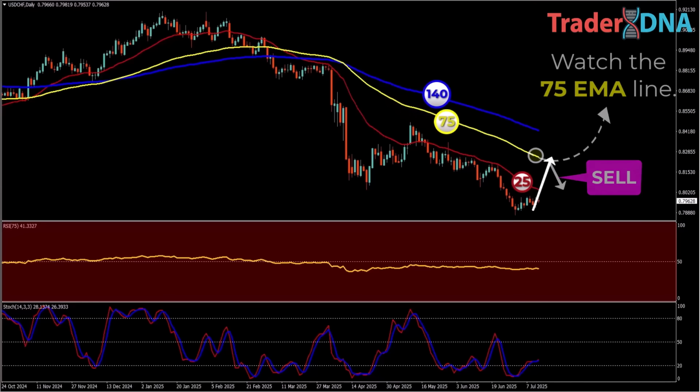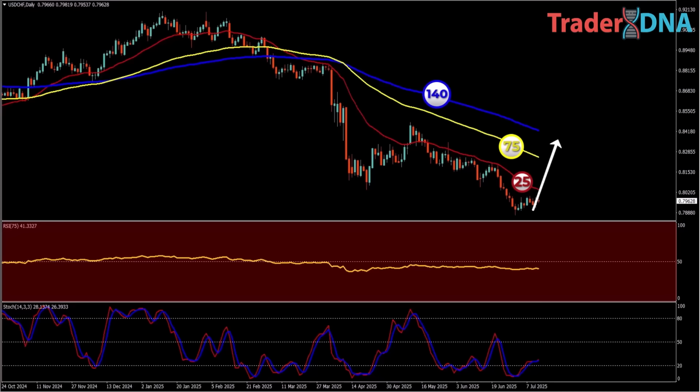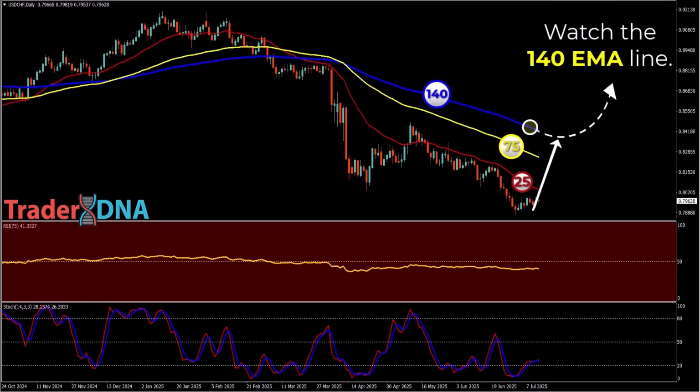But let's say price breaks through the 75 EMA. Does that mean it's time to exit everything and run for the hills? Nope, because you've still got your 140 EMA. This one is like the final barrier. If the price bounces here, the trend is still alive. It's not dead yet. And that bounce, that could be your last golden opportunity to enter before the big move continues.